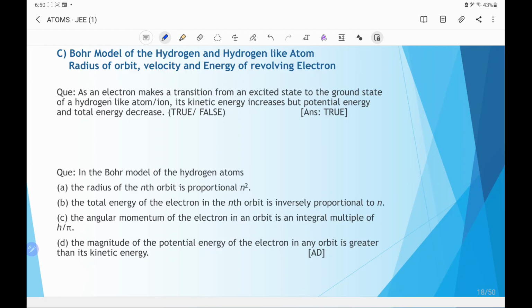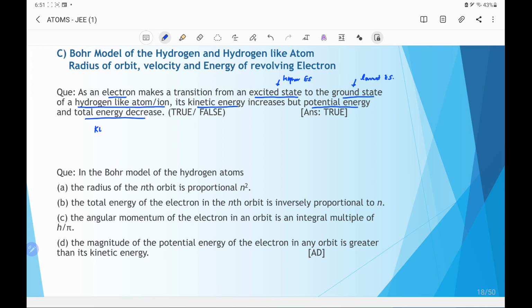Question is, an electron makes a transition from an excited state, a higher energy state, to the ground state, and the ground state is the lowest energy state of a hydrogen-like atom or ion. Its kinetic energy increases, but potential energy and the total energy decrease. We have to tell whether the statement is true or false.